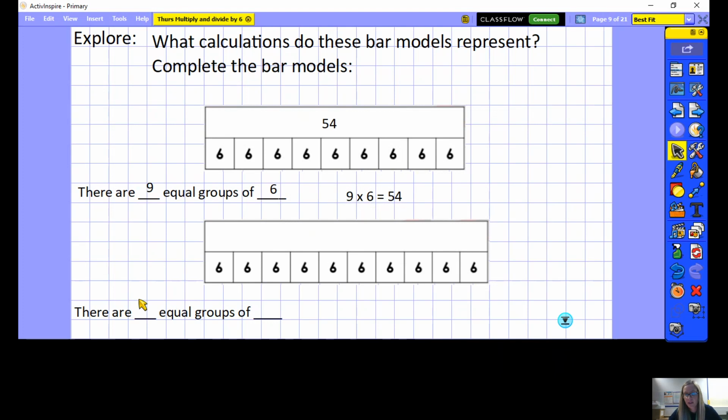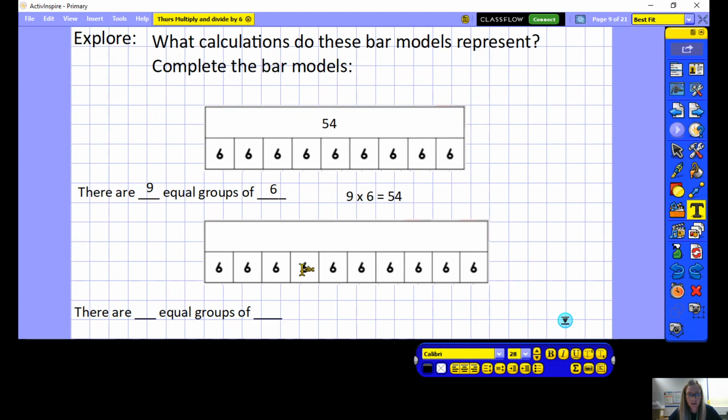And then here I can see 1, 2, 3, 4, 5, 6, 7, 8, 9, 10 groups of 6. So 10 equal groups of 6. The calculation for that would be 10 times 6 equals 60. So my number at the top of my bar model would look like that, 60.